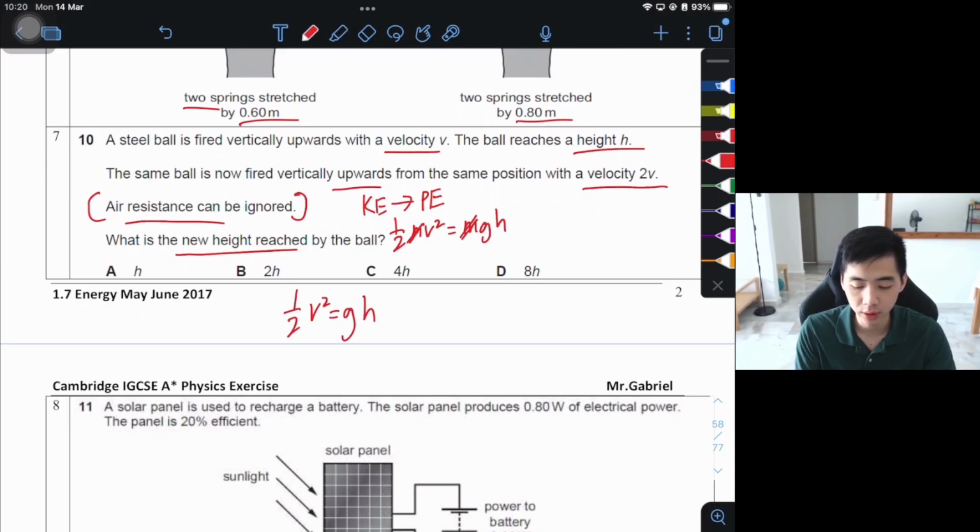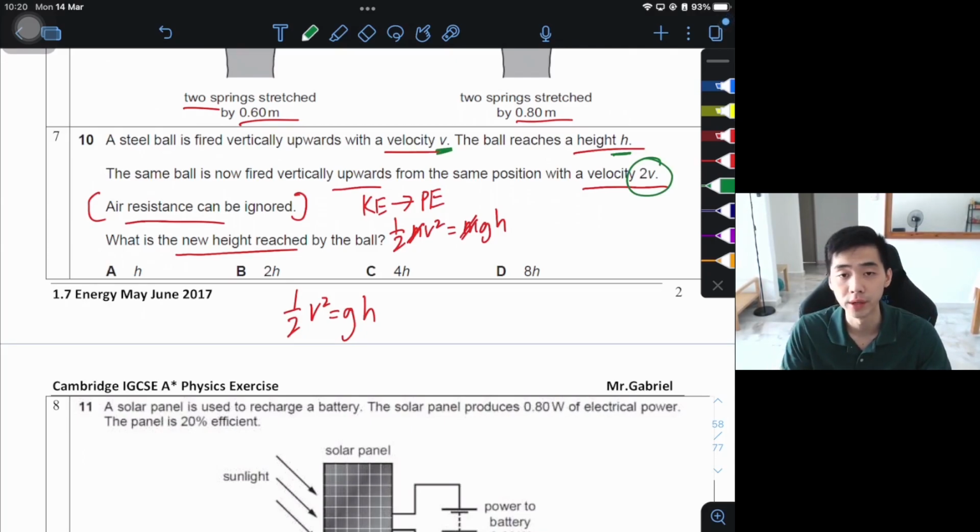Now originally when they used a velocity of v, it reached a height of h, right? Right now they're looking at double the velocity, 2v. They're asking about what is the new height reached. Now since there is a square component in your v here, you have to understand that when you double up the velocity, you are actually going to quadruple the height.